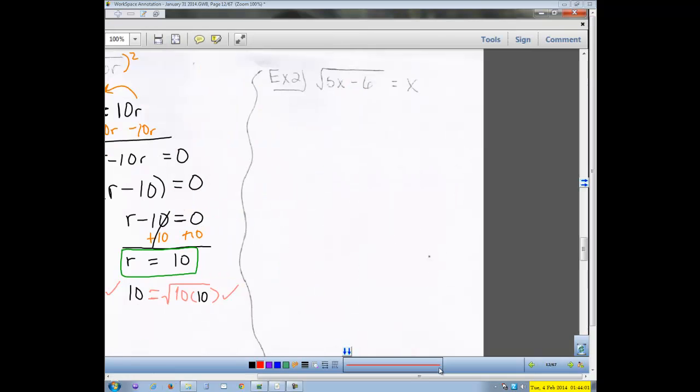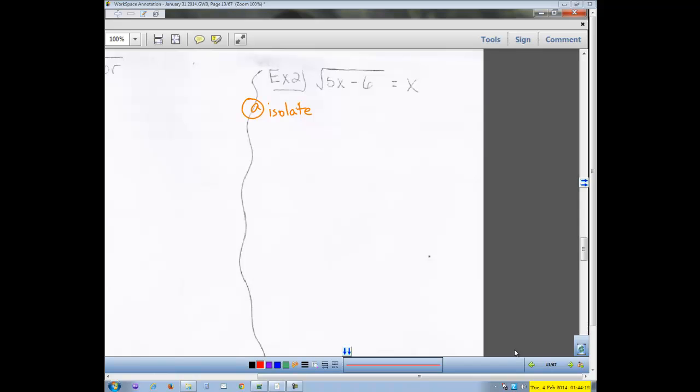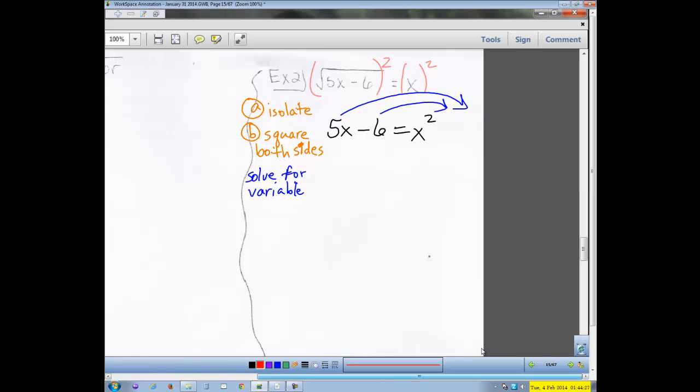Look at example 2. The radical is already isolated, so we square both sides, resulting in x squared equals 5x minus 6. Now we solve for the variable. We set the equation equal to 0 by moving 5x and negative 6 to the other side. This gives us 0 equals x squared minus 5x plus 6. I have a quadratic equation.